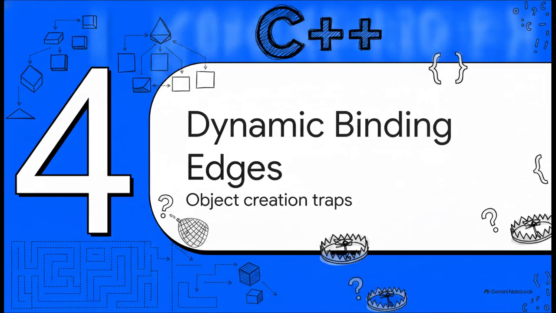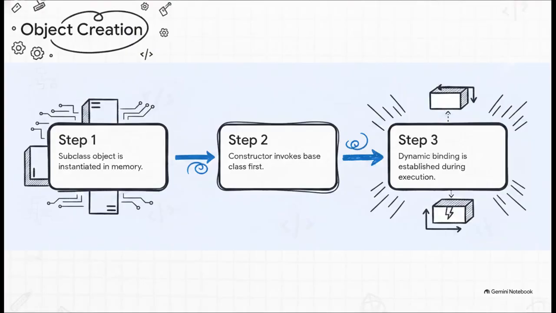Section 4, Dynamic Binding Edge Cases. Object Creation Traps. Now, you've got to watch out for edge cases, especially when it comes to object creation. This is a classic exam trap. Let's methodically step through exactly what happens chronologically when a subclass object is created.